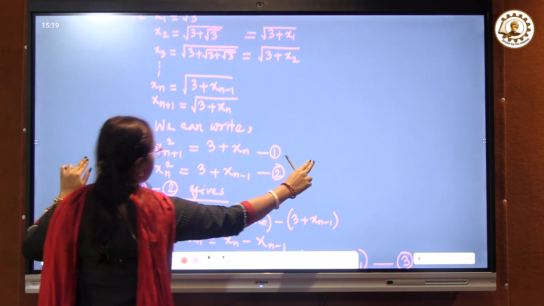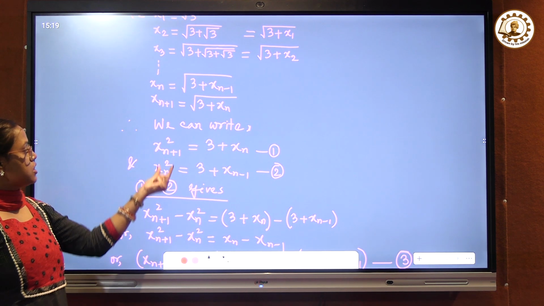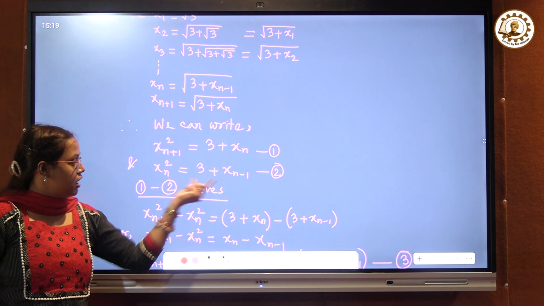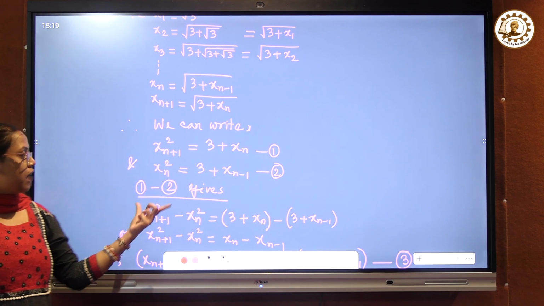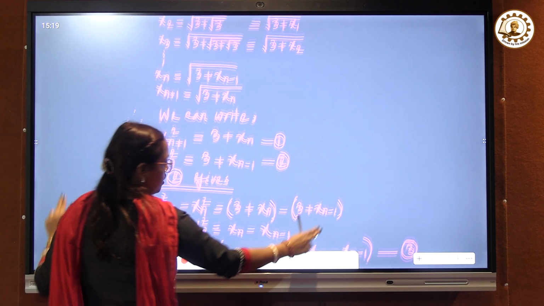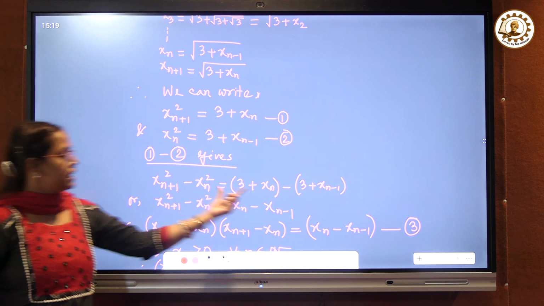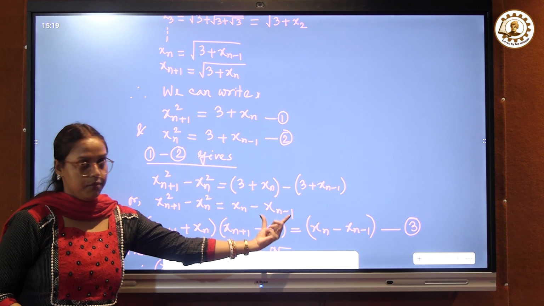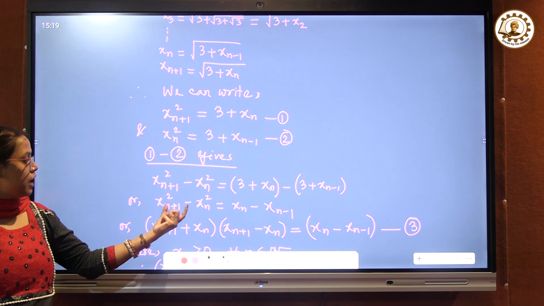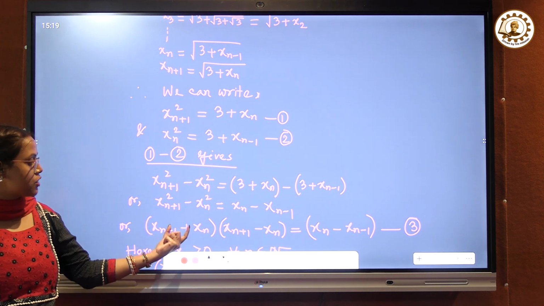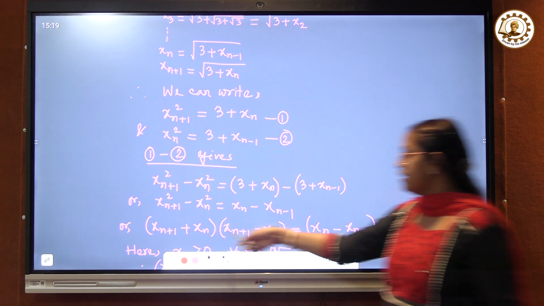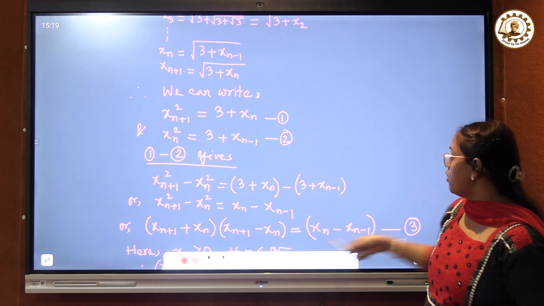To check this, we write xn plus 1 squared equals 3 plus xn, and xn squared in terms of xn minus 1. Now we can subtract these two equations and get the relation xn plus 1 squared minus xn squared equals xn minus xn minus 1. Now we all know the formula of a squared minus b squared, so we apply this formula and get the relation 3: xn plus 1 plus xn, into xn plus 1 minus xn, is equal to this.